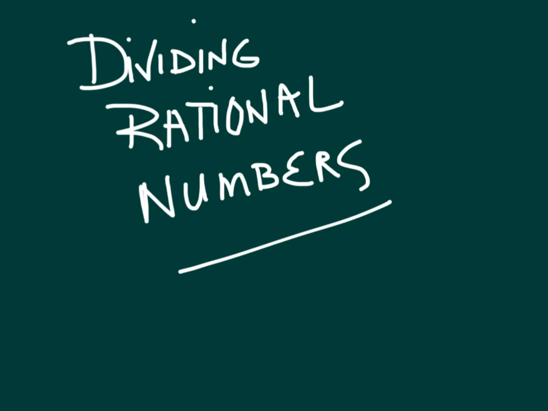Okay, this lesson will be about dividing rational numbers. First, a review. Just like in multiplication, if you have two positive signs, a positive divided by a positive, the answer is going to be positive. A negative divided by a negative is going to give you a positive. A negative divided by a positive is going to give you a negative. And a positive divided by a negative is going to give you a negative.